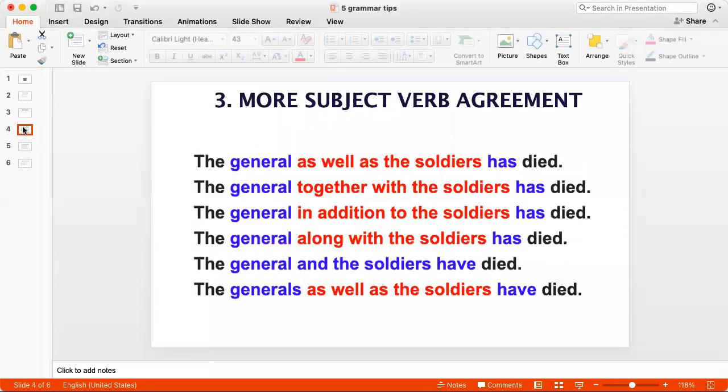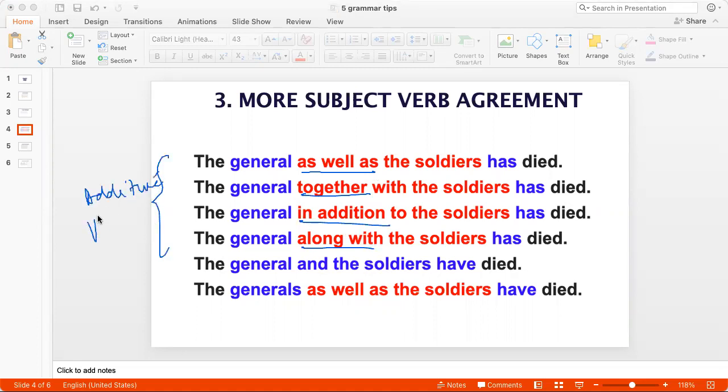Let's look at some more subject-verb agreement. Tip number 3. Okay, so when I have expressions like as well as, together with, in addition to, along with, these are called additive phrases. And they are different from and in that they don't change the singular or plural nature of the main subject. This is the main subject.